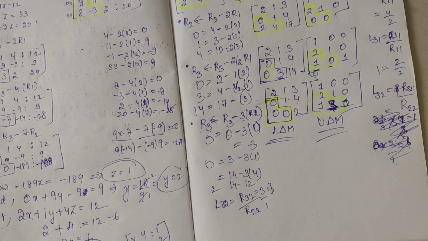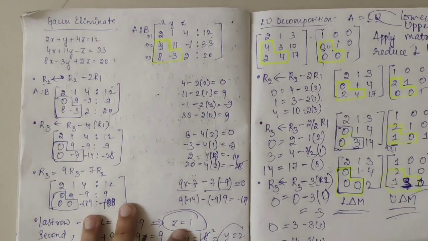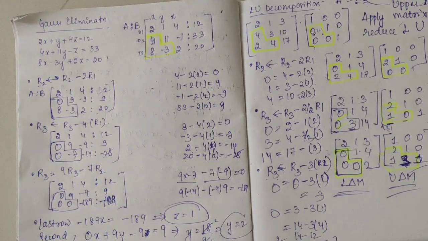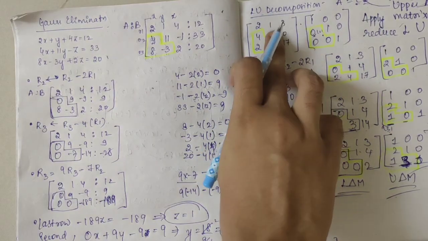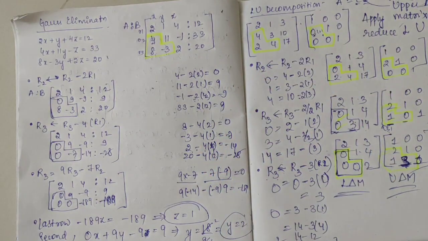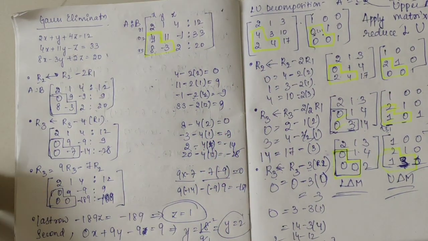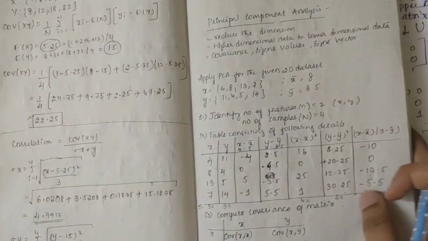So they can ask these types of questions. It is easy if they have given only 4 values here, a 2 by 2 matrix, then it will be pretty easy to solve. Next topic we have is principal component analysis.